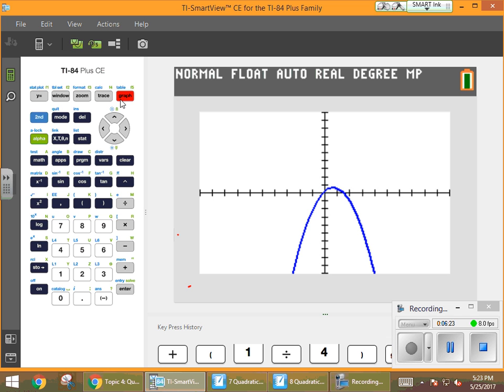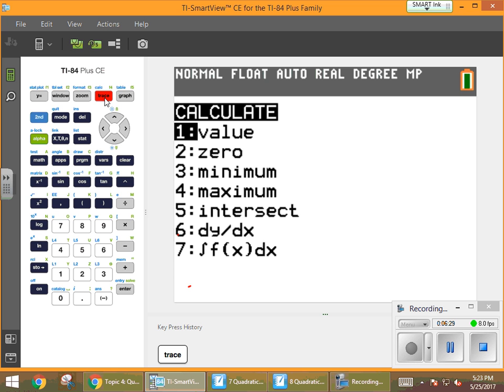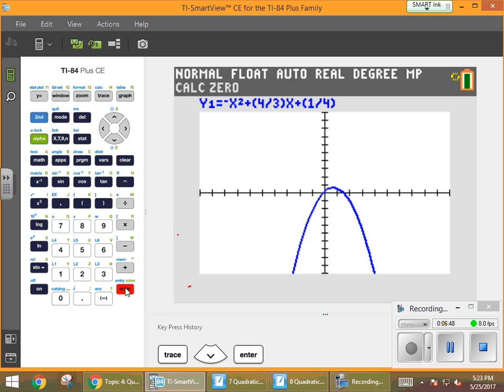Your calculator can do that work for you. What you're going to do is go to second trace. Now you're going to go down to 0, because on our calculator, remember, zeros, we learned, were x-intercepts, roots, and solutions. Those are all the same thing. So we're going to choose 0 because it's going to find us the x-intercept. So let's go down to number 2 and hit enter.